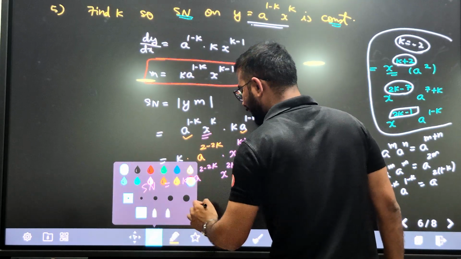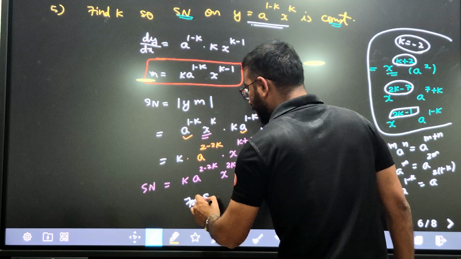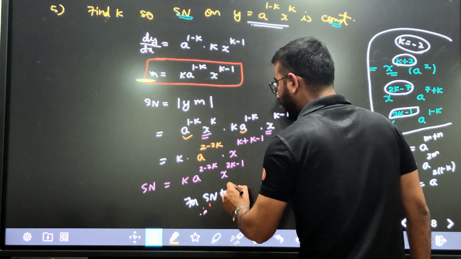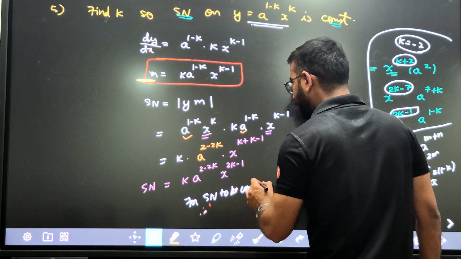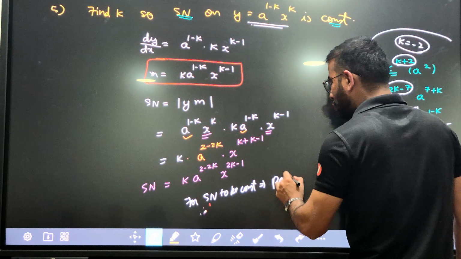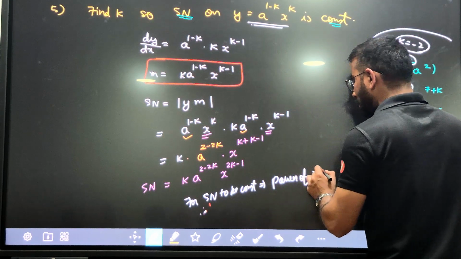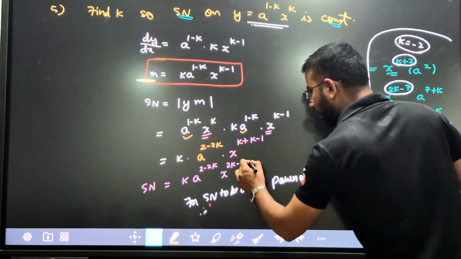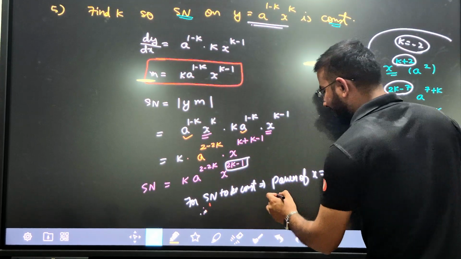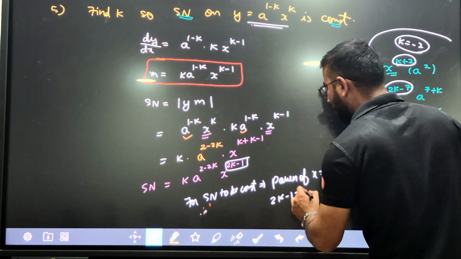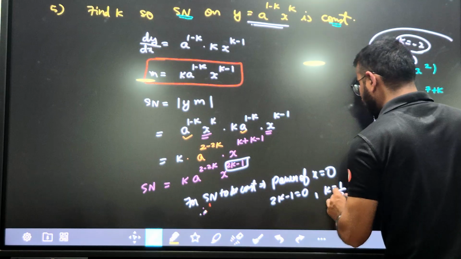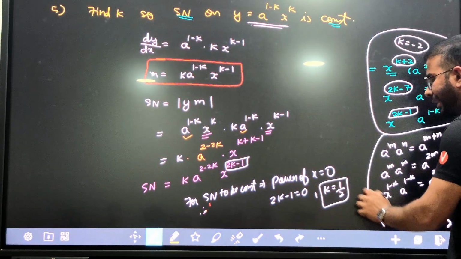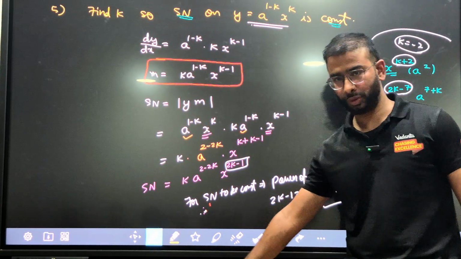Now what we've discussed is, for subnormal to be constant, the power of x should become 0. We discussed, whatever the power of x, it should become 0. What is the power? 2k minus 1. So 2k minus 1 is equal to 0. So k is coming out to be 1 by 2. It's a good MSET level easy mains question also, which is there in your boards.